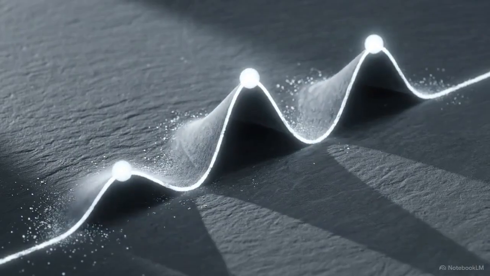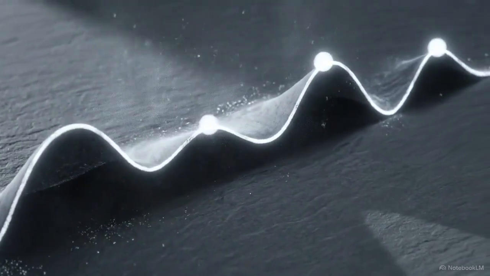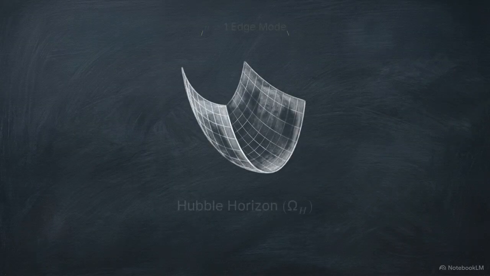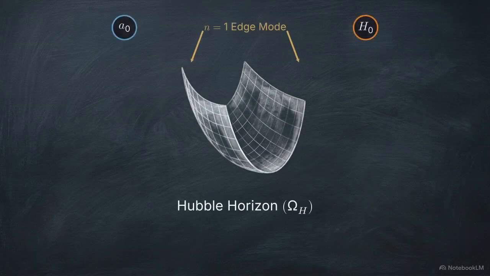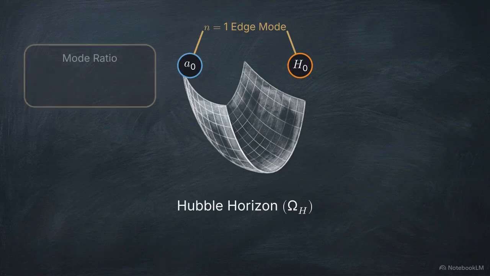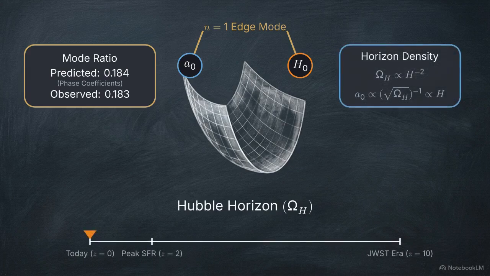Mode identity theory explains this relationship through topological geometry, defining these values as specific positions on a cosmic standing wave. This diagram shows the Hubble horizon as a topological well. In this framework, both A0 and the Hubble constant occupy the same n=1 edge mode. Both are tethered to the same expanding horizon. Because they sample the same edge, their ratio is mathematically fixed. The predicted ratio of 0.184 matches the observed value of 0.183.